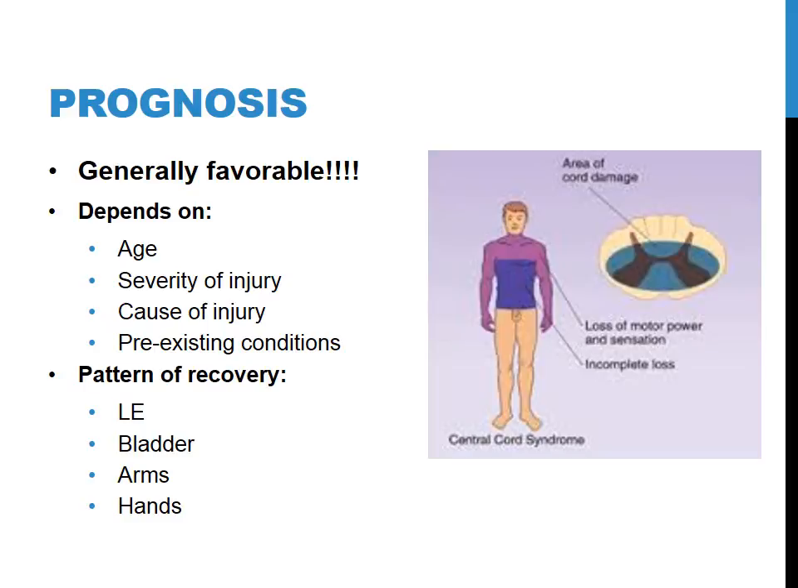And then the pattern of recovery for central cord syndrome is that the recovery starts most distally and comes up proximally. So you get the lower extremity strength and sensation back, and then research shows that at about 6 months you get bladder function back. Before that, they generally have to have a catheter. And then very slowly, the upper extremity strength will come back. And then finally hands, but hands remain the most limited and may not come back at all.